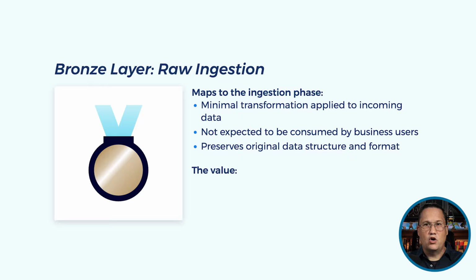The value of this approach becomes clear when we need to make changes downstream. We always have the original data if we need to reprocess, add new transformations, or fix errors in our pipeline logic. This is our safety net, our source of truth for everything that flows through the pipeline.